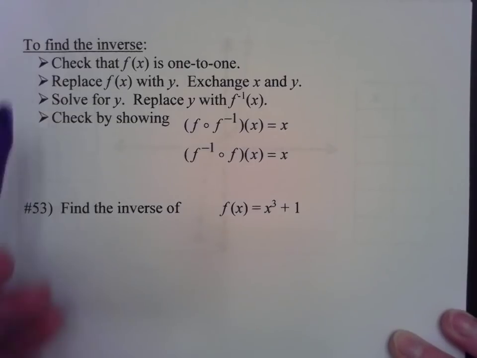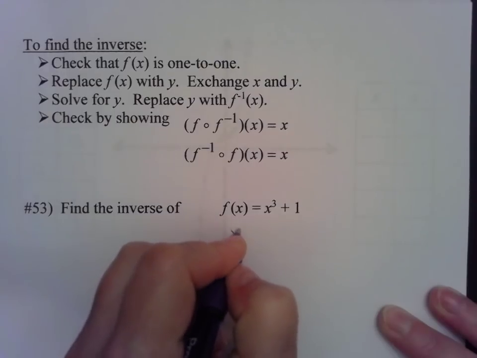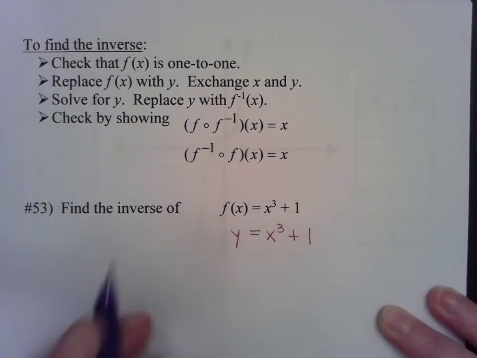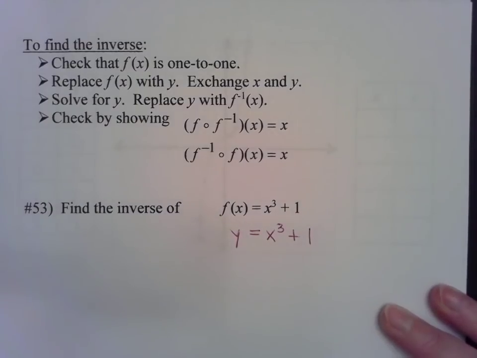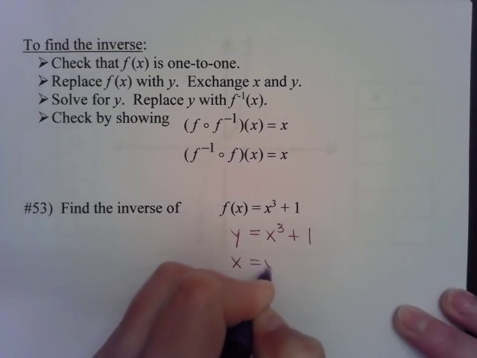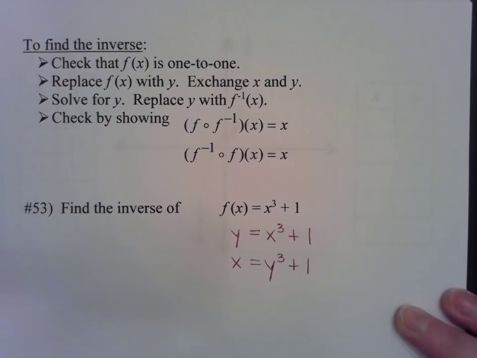So we said the next step, we're going to replace f of x with a y. And then we're going to exchange x and y in the equation. And then we're going to solve for y. So we want to get y by itself. So we're going to subtract the 1 over to the left-hand side.